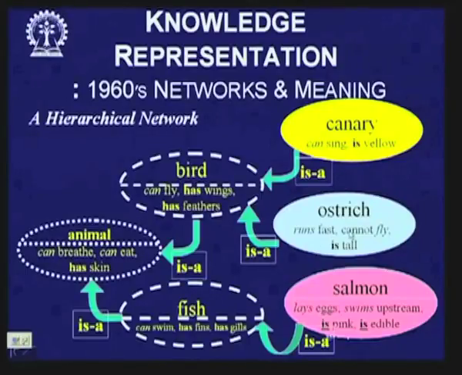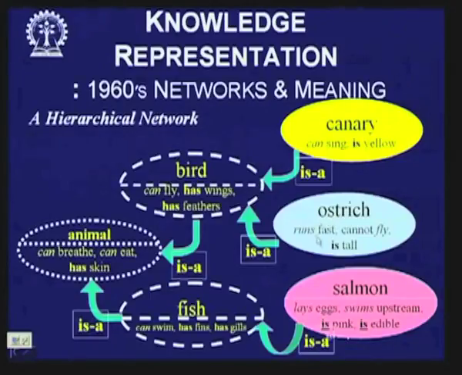But now let us look at ostrich. Here I have written ostrich has got the attributes runs fast, cannot fly, and is tall. Suppose this attribute cannot fly is not written over here. Suppose that. In that case, if I ask, can ostrich fly?